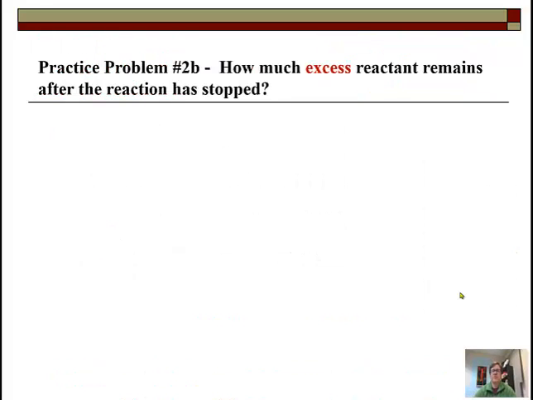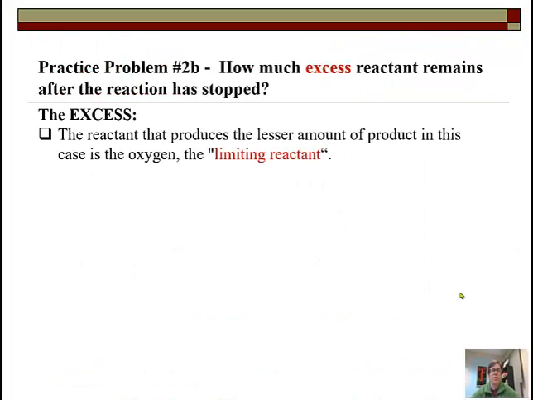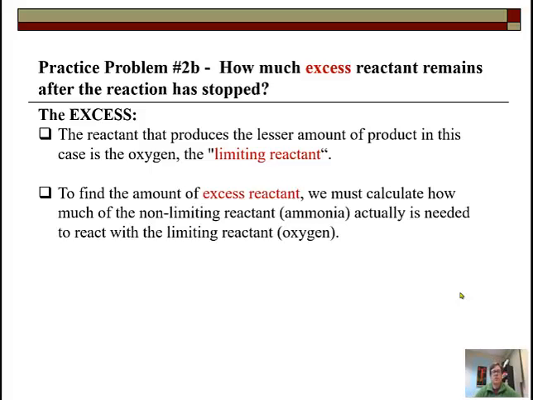Part B then asks us how much excess remains. How much NH3 is going to remain after we use up all the O2. So in this case, we're going to calculate the excess reactant. We need to know, if we use up all of our limiting reactant, which in this case was oxygen, how much NH3 are we going to use? So we start with our given amount of oxygen and change it into NH3, which will tell us exactly how much NH3 we're going to need. Then we can take that amount, subtract it from the amount of NH3 we started with, and that will give us the excess reactant.